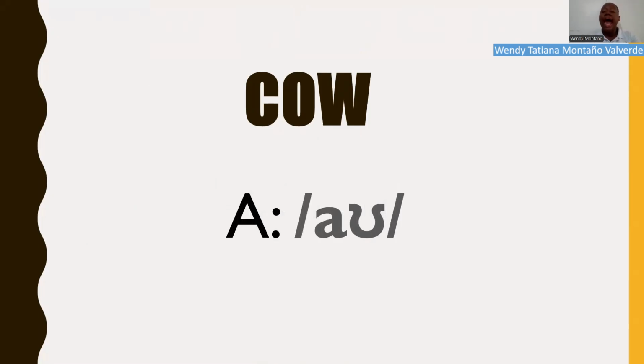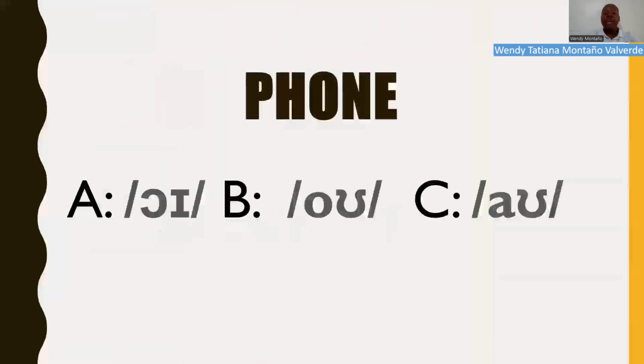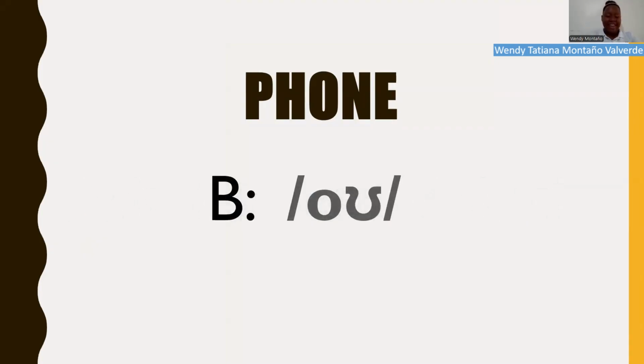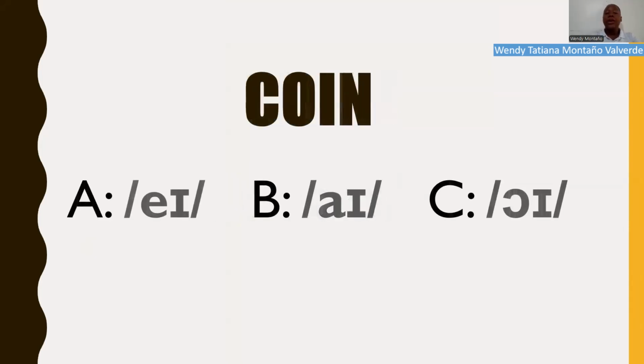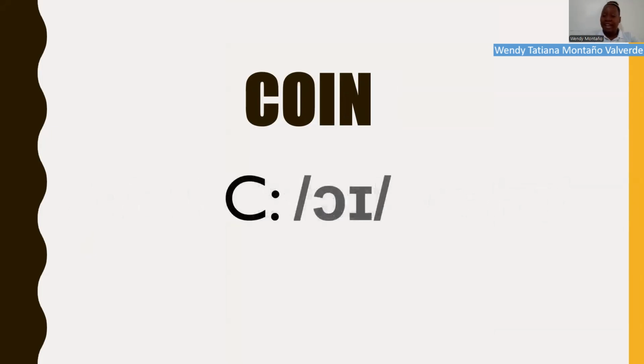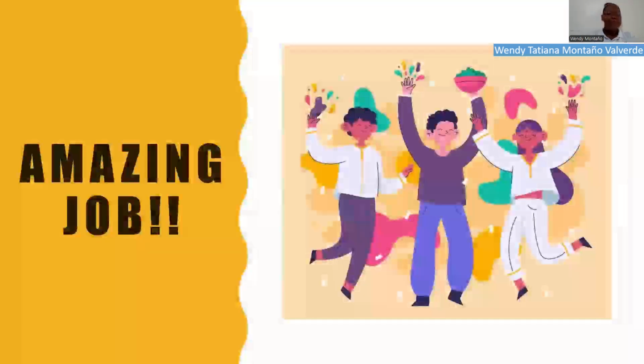Ow. Cow. Okay. Now, phone. Phone. Let's see. Letter B. Very, very good. Oh, phone. Now, coin. Coin. What diphthong do you hear? Coin. Let's see. Very good. The letter C. Oi. Okay, amazing job.